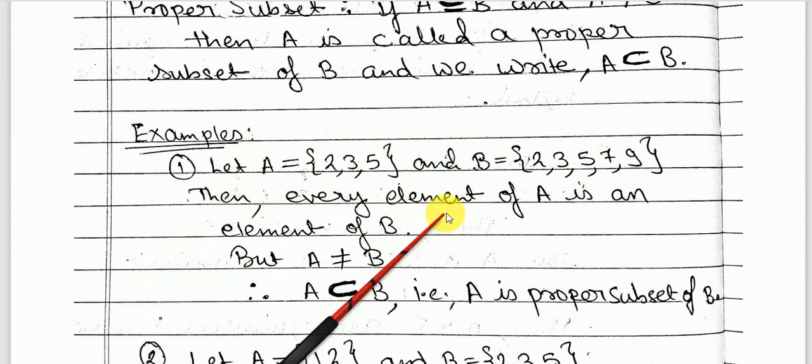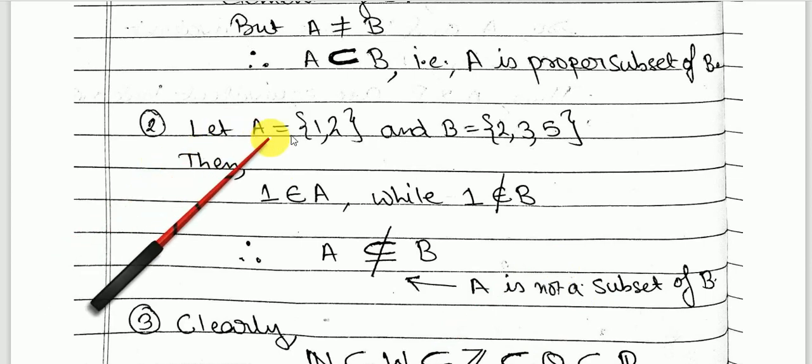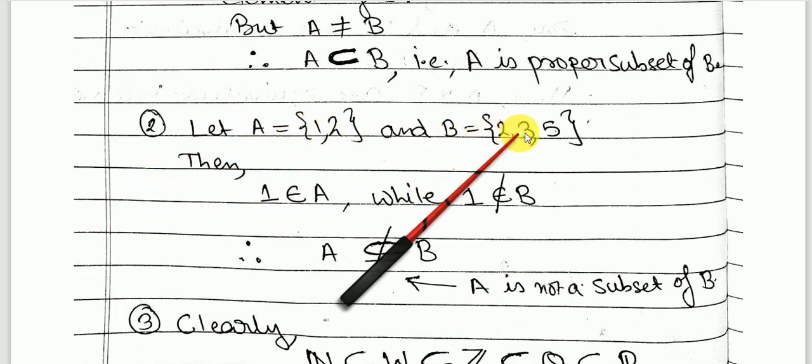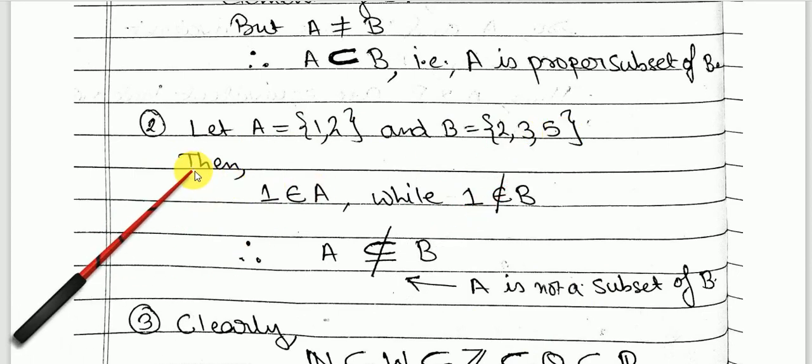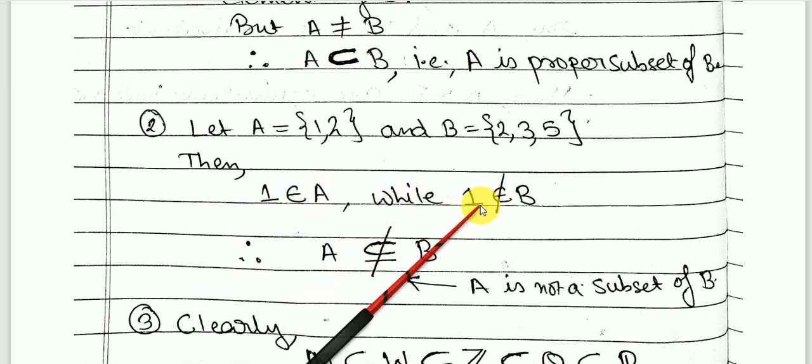Every element of A is an element of B, but A is not equal to B, therefore A is a proper subset of B. Next, let A equal to this. Set A contains 1, 2, and B contains 2, 3, 5. Here you can see that 1 belongs to A, while 1 does not belong to B.